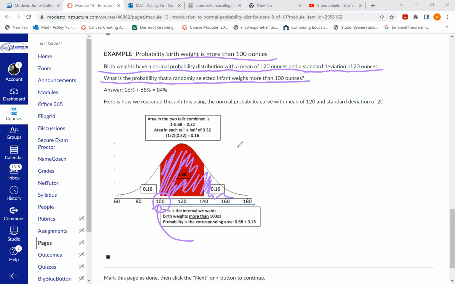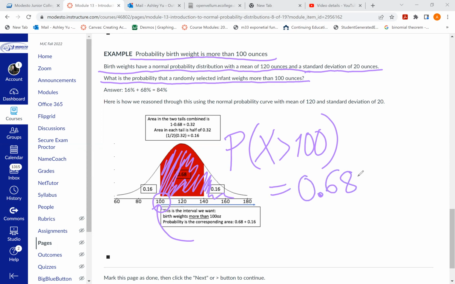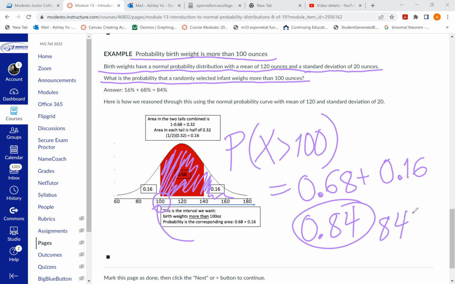So really, you could just add the areas. The probability of X being greater than 100 would be the middle area's probability, 0.68, plus the probability on the right, 0.16. That's 0.84. So you have an 84% chance that your randomly selected baby will have a birth weight of more than 100 ounces.